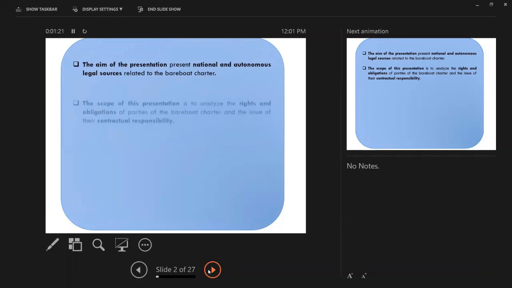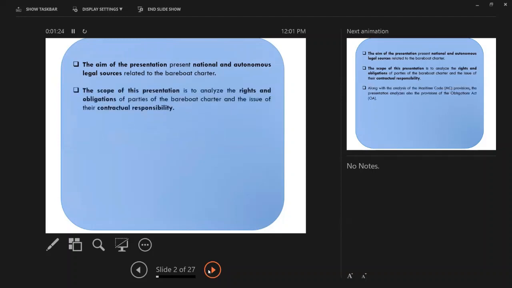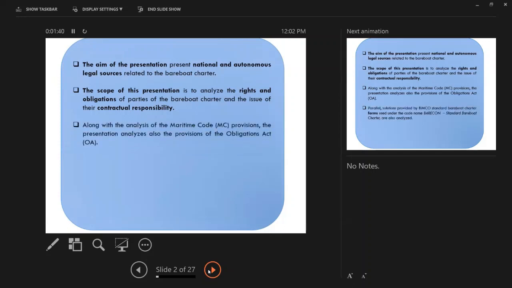In this presentation, our scope will be to present and to analyze the rights and obligations of each contract party. And also we will talk a little bit about issues of contractual responsibilities. As a good example of national legal sources, I will use provisions from the Croatian Maritime Code, because in our Maritime Code we have 14 provisions about Bareboat Charter.